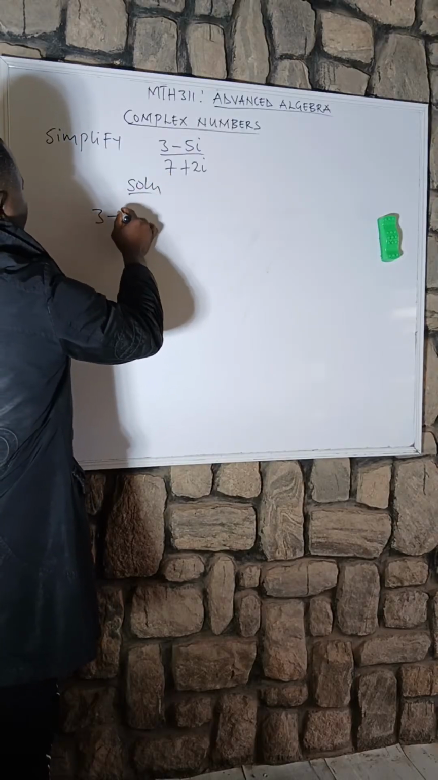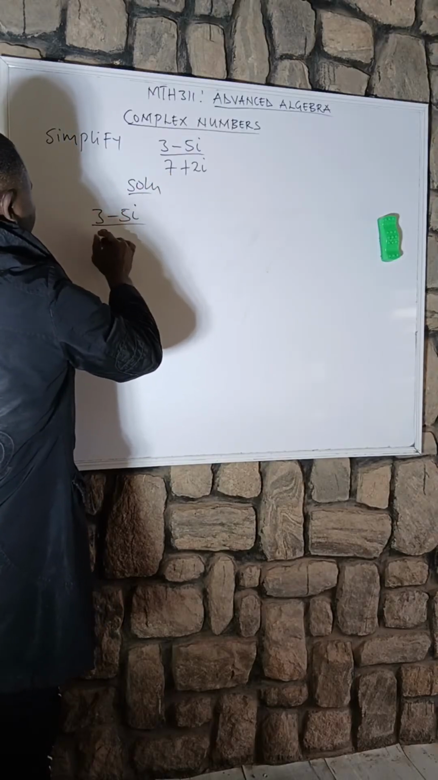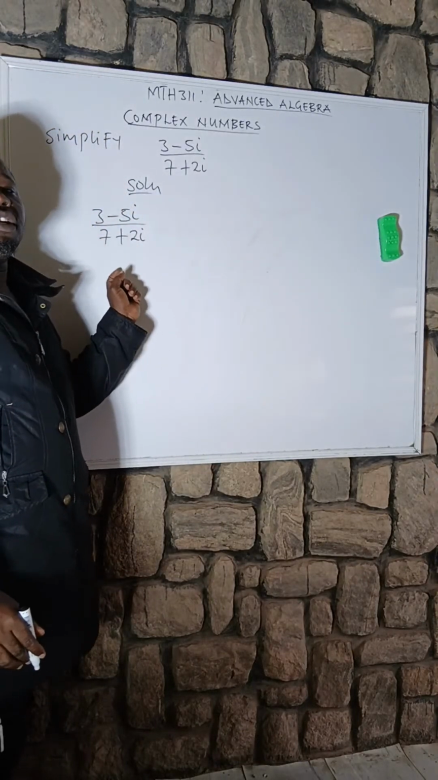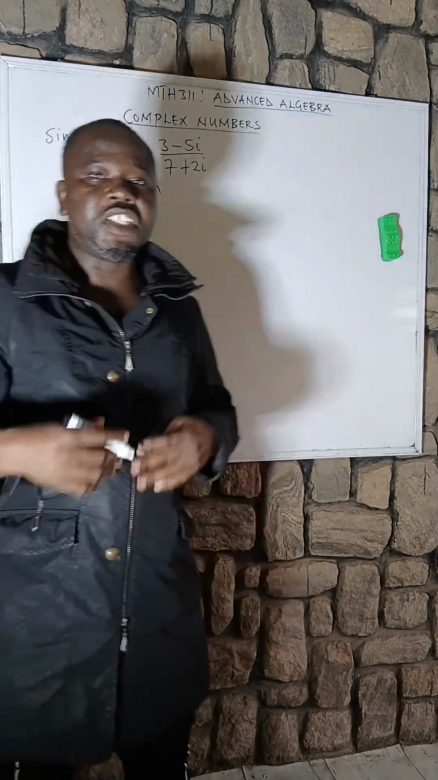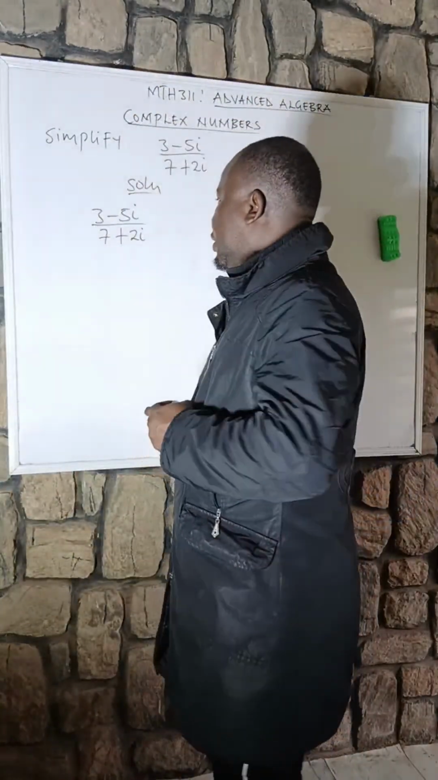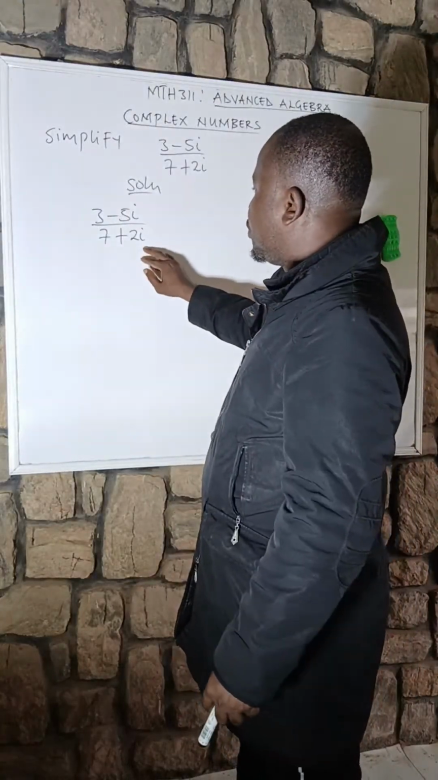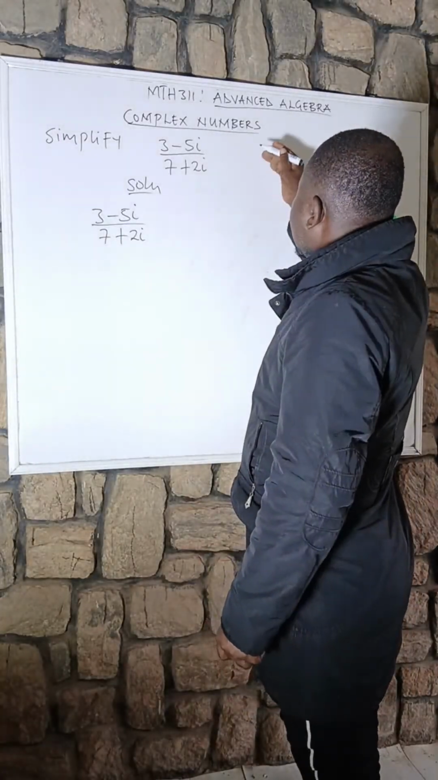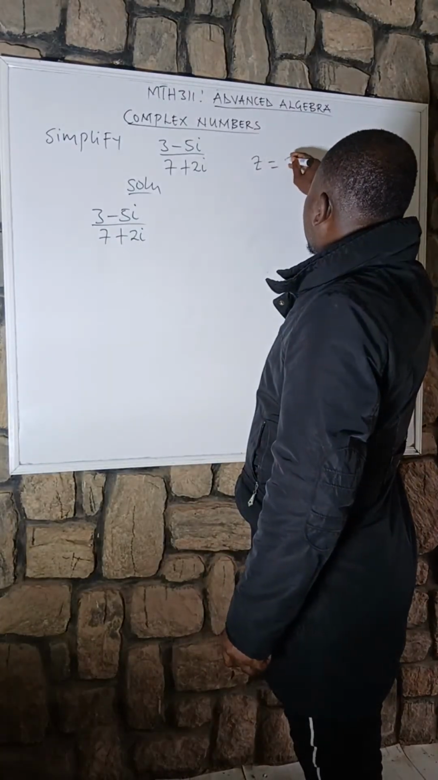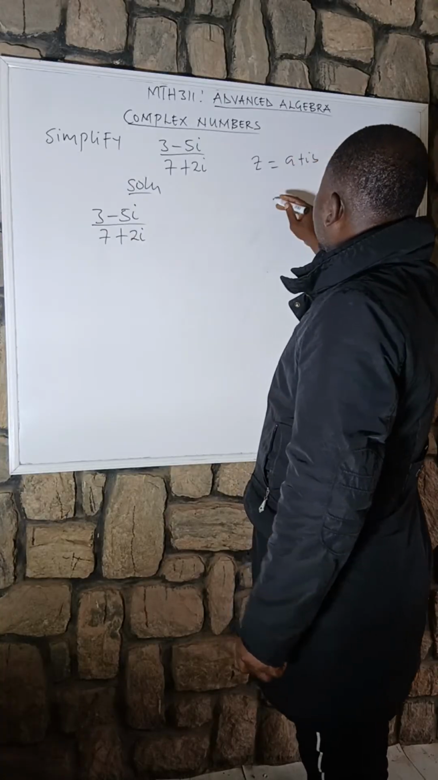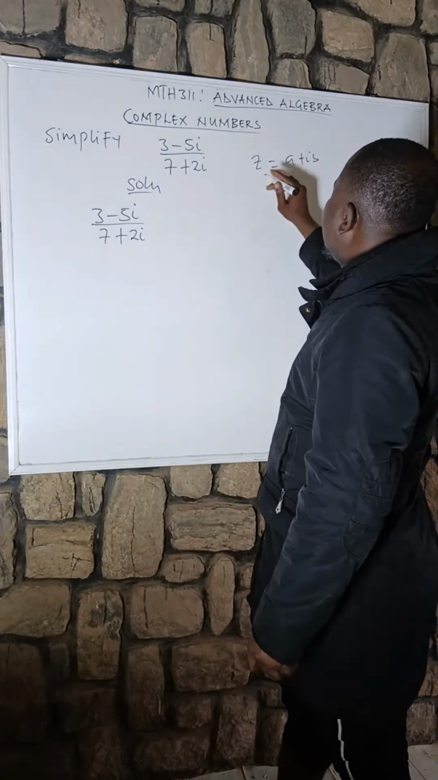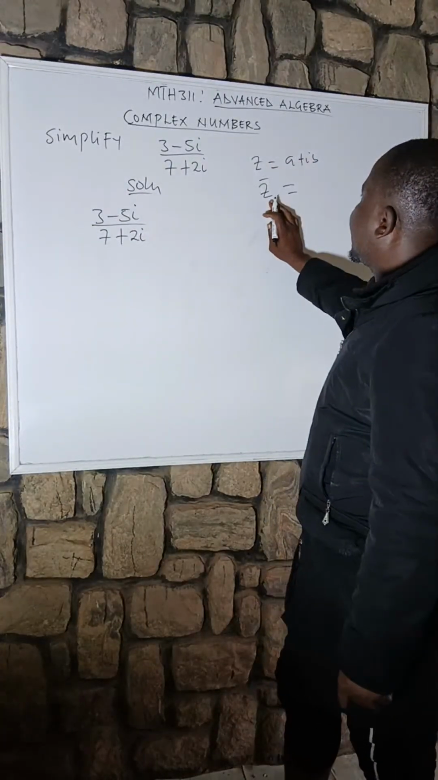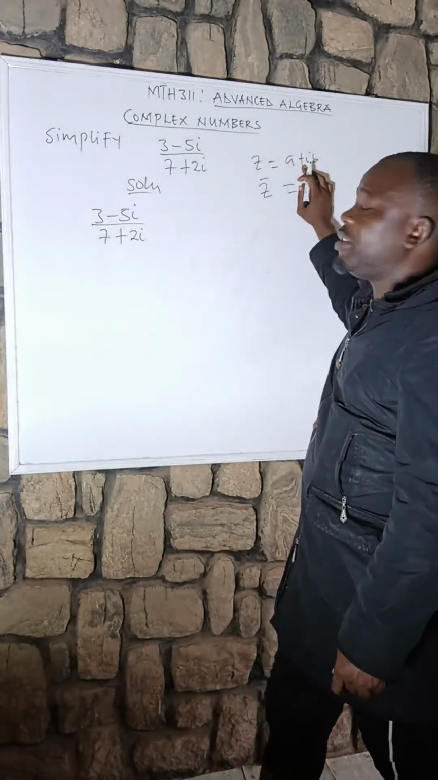Our 3 minus 5i all over 7 plus 2i. So what we need to do, we conjugate the denominator, where we are talking about 7 plus 2i. So when we say conjugate, let us assume that we have z equals a plus ib. So if we are to conjugate this, the conjugate of z is the same as this. It means, what is the operation in between them?